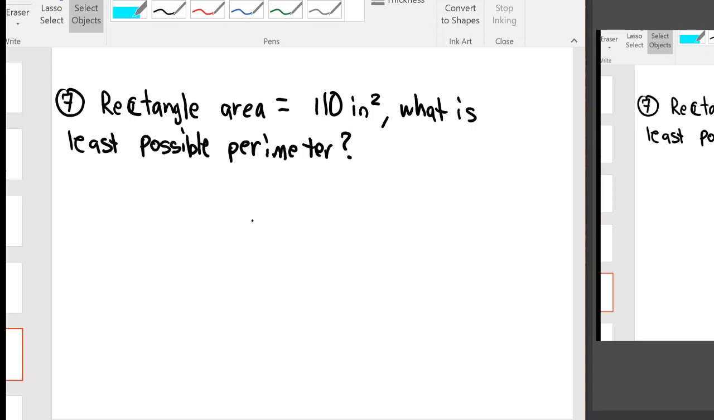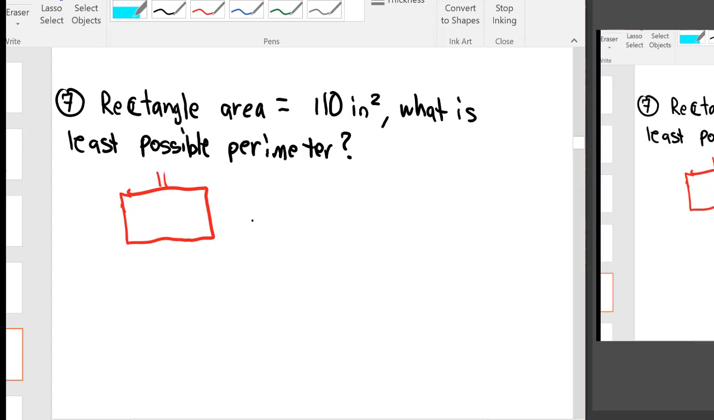Rectangle area. Number 7: the rectangle has an area of 110 inches. If the length and the width of a rectangle are measured in whole inches, what is the least possible perimeter? With this, if I have a rectangle and the area is 110, what's the least possible perimeter? Well, I want the numbers to add up to be very small.